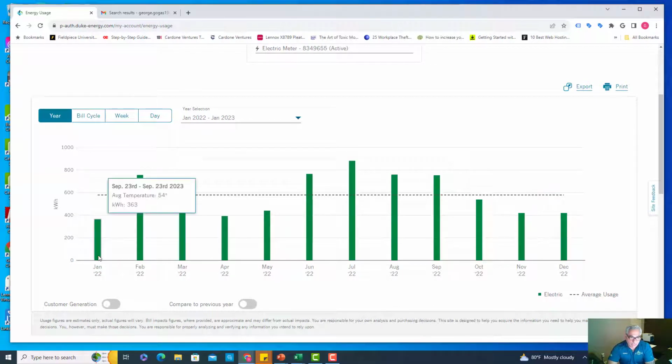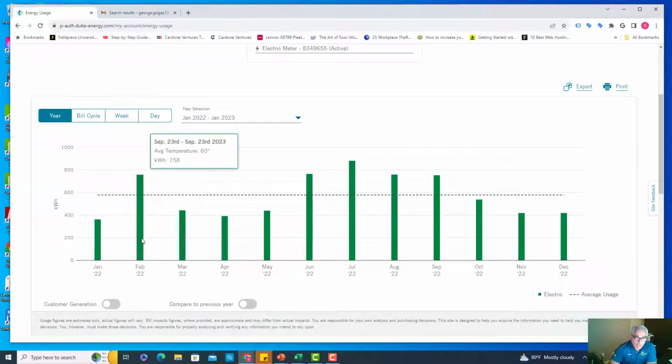But what I'm going to do here is take each one of these numbers and put them in an Excel sheet. But before I do that, I want to show you here for each month what they show. It's showing an average temperature for the month of a 24-hour daily period for each day of the month, and the total kilowatt usage on my bill for that month.